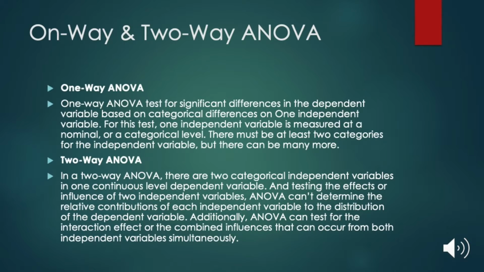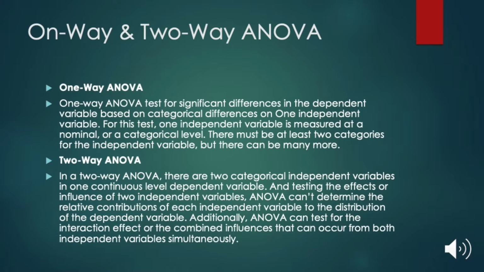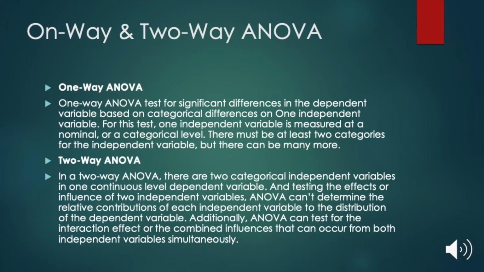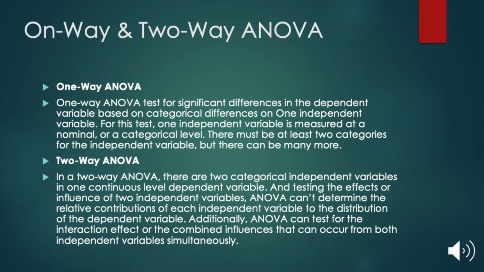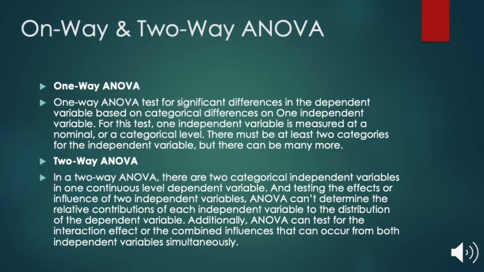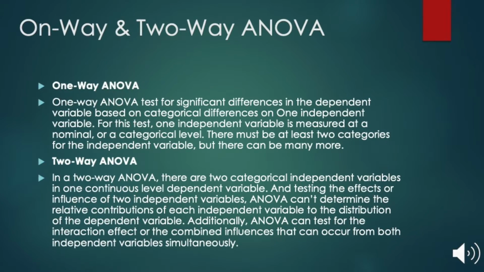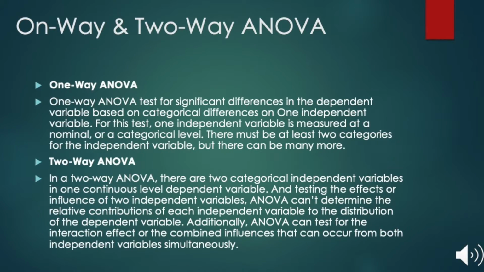One-way and two-way ANOVA. One-way ANOVA tests for significant differences in the dependent variable based on categorical differences on one independent variable. For this test, one independent variable is measured at a nominal or categorical level. There must be at least two categories for the independent variable, but there can be many more.